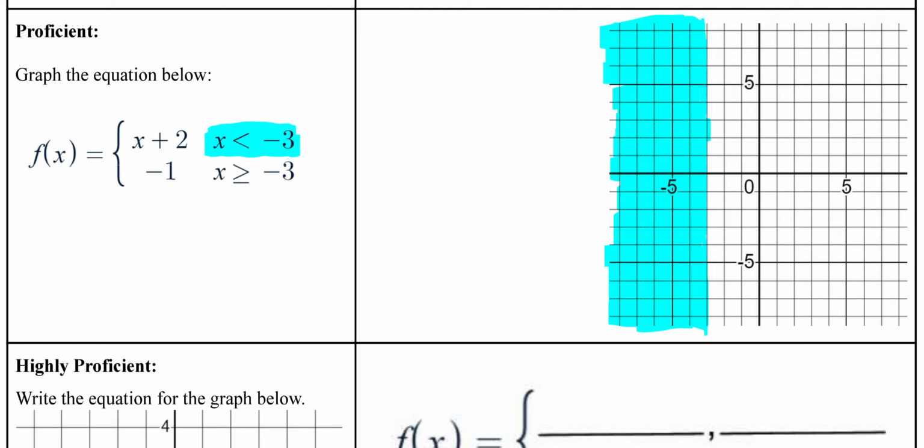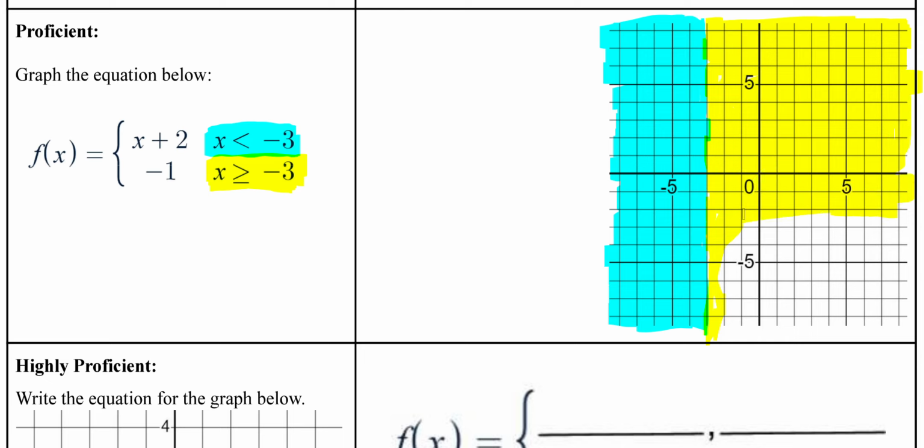And then where are the values greater than negative 3? Let's use yellow for that. So where is x greater than or equal to negative 3? In all of these spaces right here. So it's not just at the x-axis.